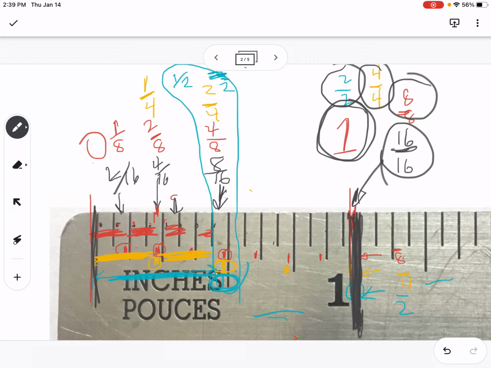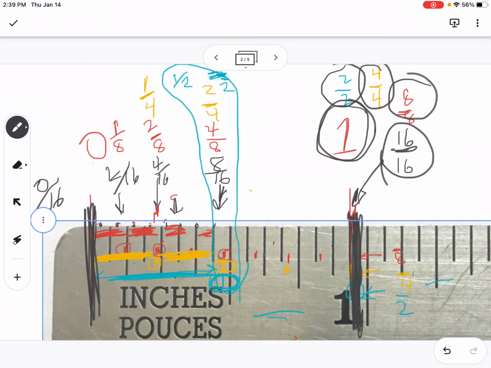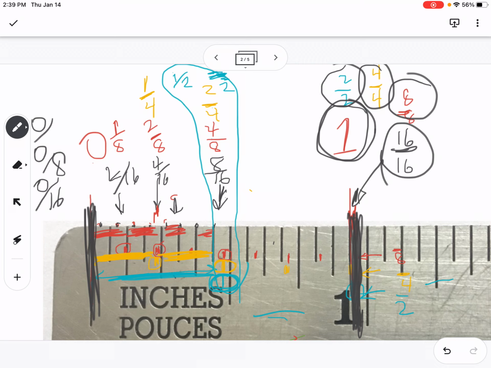This line on the other end, we could say it's got 5 names too. How many 16ths is that black line? Well, no 16ths. How many 8s is this black line? Well, that's no 8s. How many quarters? No quarters. How many halves? No halves. How many wholes? No wholes. 5 names for that too. They've all got zeros because it really says I've got nothing.